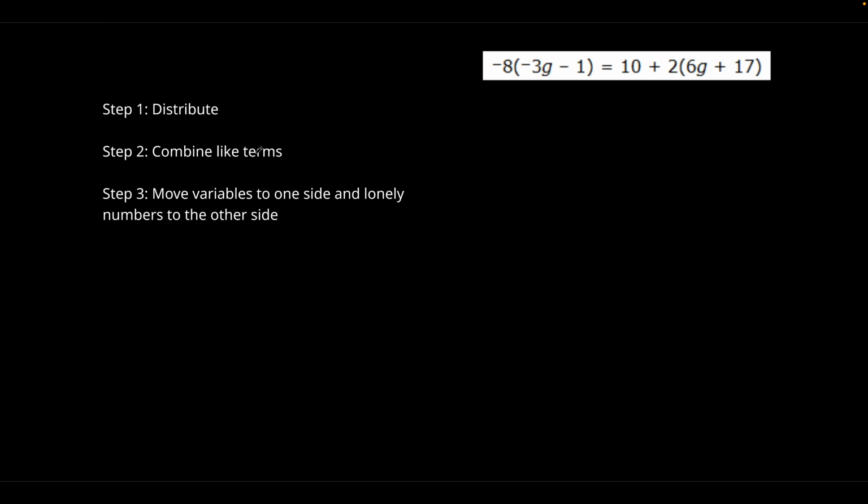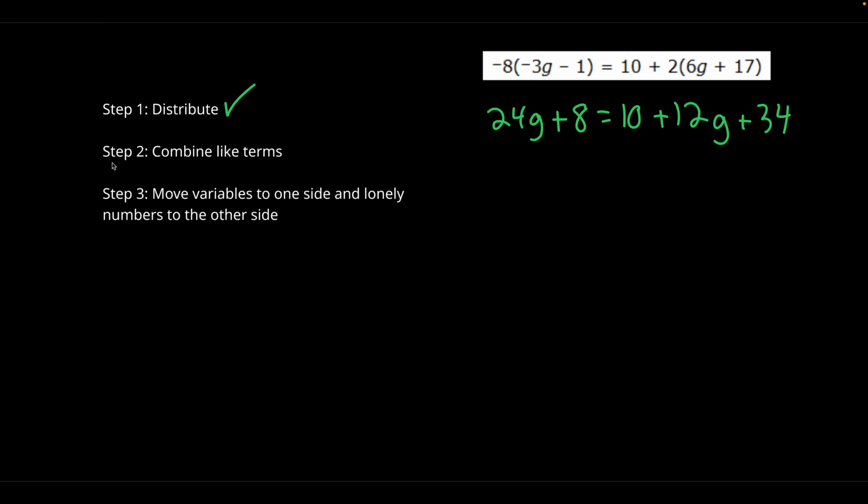Here we go. So here's our problem. Looks scary, but we're going to break it into 3 steps here. Step 1 says to distribute. We should already know how to distribute. So when we distribute, here's what we get. Step 1 is done. Step 2 is to combine like terms.